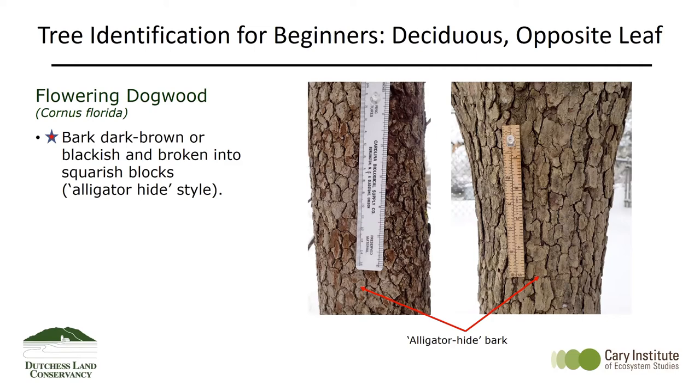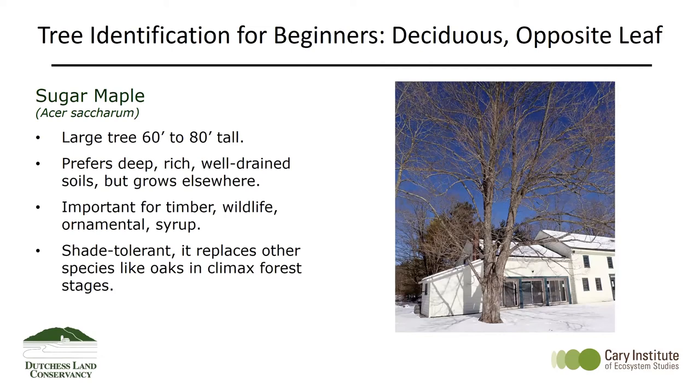We'll move on to the maples. And the first one we're going to consider is sugar maple. A large tree, it prefers deep, rich, well-drained soils, but it will grow pretty much anywhere. It's important as a timber tree for furniture. The wildlife use it for seeds and for places to live. It's a great ornamental, and of course, everyone enjoys maple syrup.